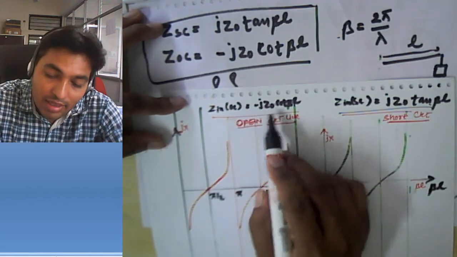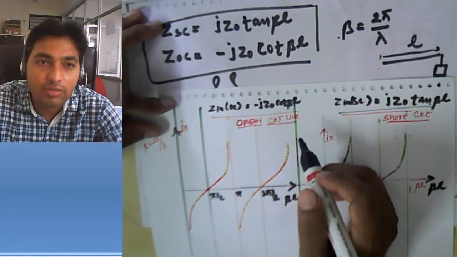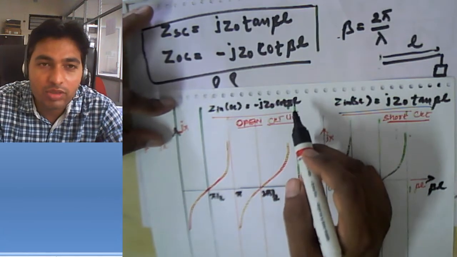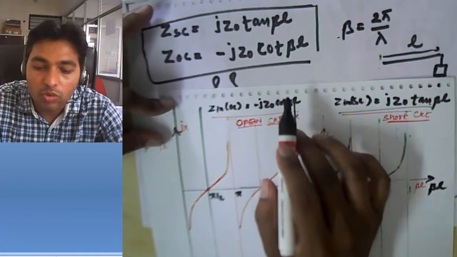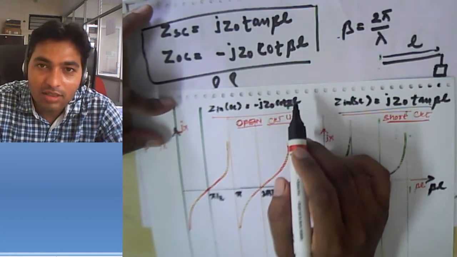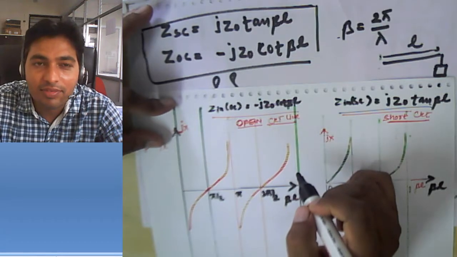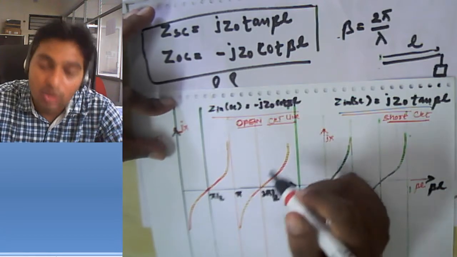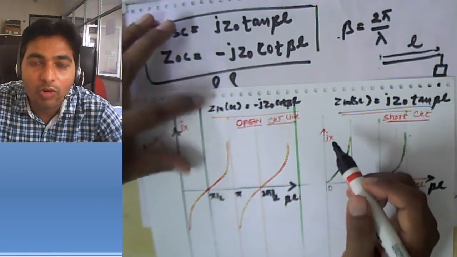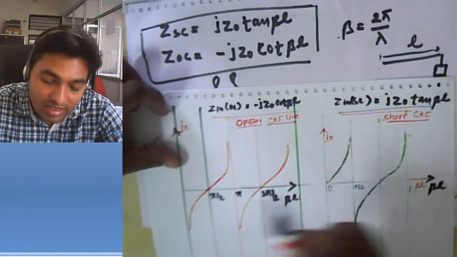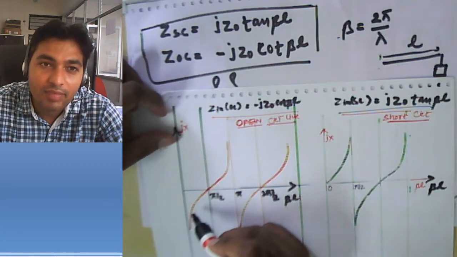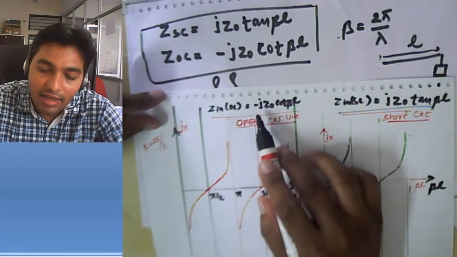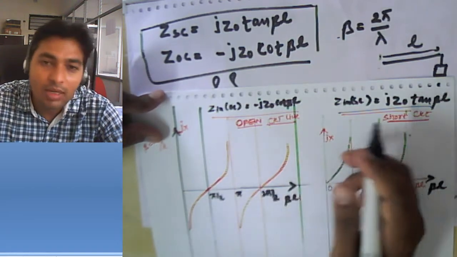Now let us say L is equal to 0. L equal to 0 means cot 0, and cot 0 means cos 0 divided by sine 0. So cot 0 is infinite, and here we have a minus sign, so it will start from minus infinity. So if you want to draw the input impedance of an open circuited transmission line, it will start from minus infinity.